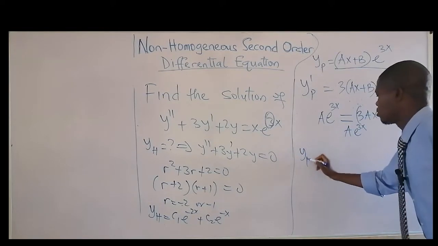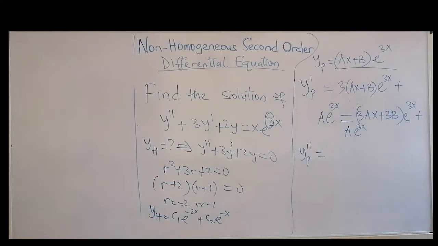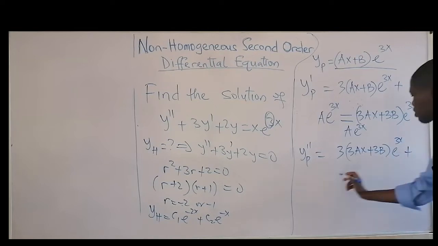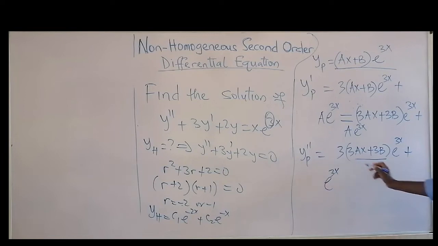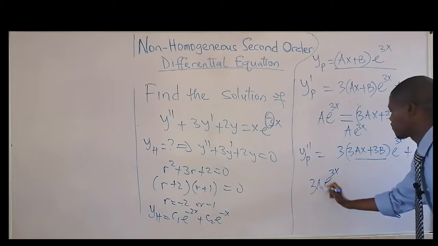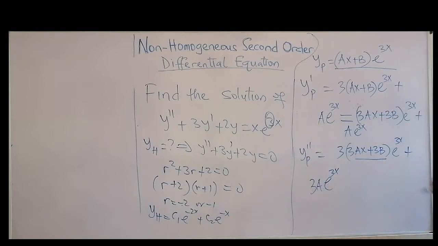Okay, then the second differential will be equal to, if you keep this one constant, this is your 3, and you differentiate the exponential, that will be times 3. Then plus, keep this one constant now and differentiate this one. You have to be very careful here. That will be equal to 3a. Then plus, differentiate this one, 3 times 3a e3x. Okay, so that's what we have.